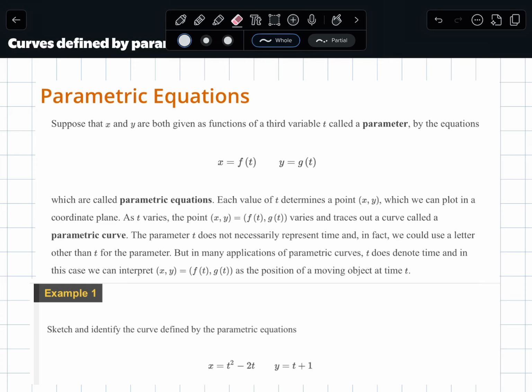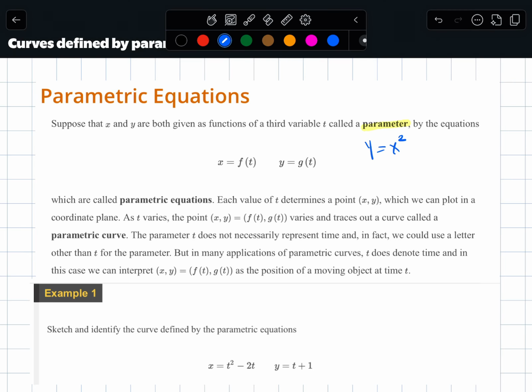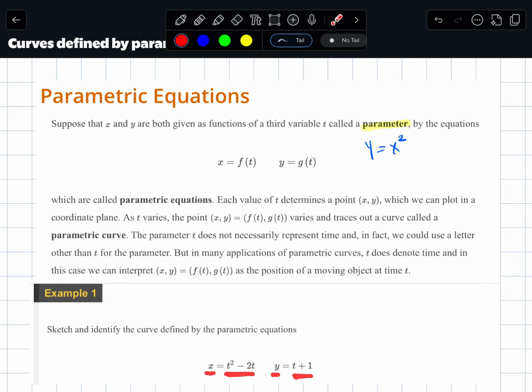Okay, so let's talk about parametric equations for a second. Suppose you're given x and y as functions of a third variable called t. So we're going to call t the parameter, and instead of having y equals f of x like we usually would, such as y equals x squared, we're going to have that y itself is a function of t, like in this example at the bottom, and x is also a function of t. So x is something that depends on t, and y is something that depends on t, and t is just free.